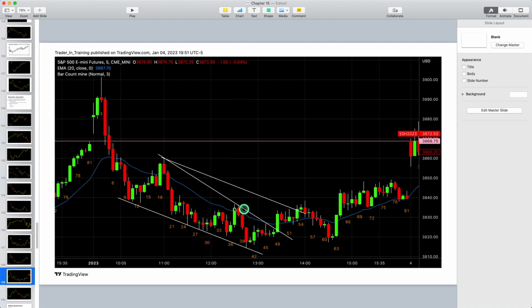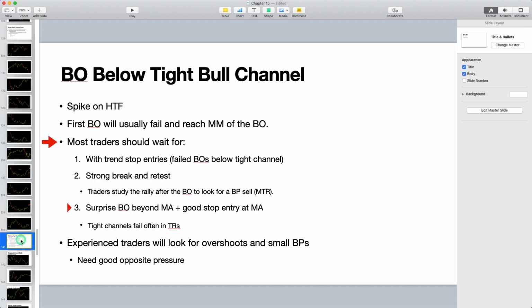And one more time here: channel, break, test of the extreme, transition above the moving average, at least a couple legs up. The last way that Al recommends you trade a breakout of a tight channel is to look for a surprise breakout beyond the moving average, and then a good stop entry at the moving average. So you want to see it break kind of seamlessly through the moving average without any pullbacks, and then pull back to the moving average with a stop entry buy.